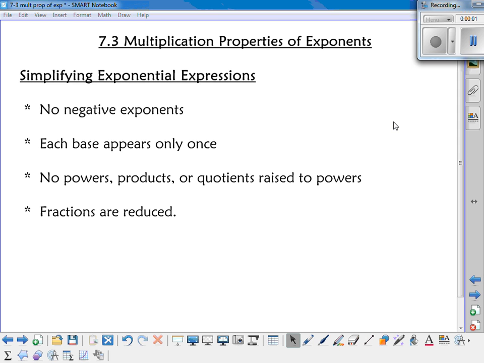Okay, so today we'll be talking about multiplication properties of exponents. Before we get into that, though, we need to talk about simplifying exponential expressions. In order for an expression to be in simplest form, there can be no negative exponents. Each base is going to appear only once. There's no powers, products, or quotients raised to powers, and all fractions are reduced.